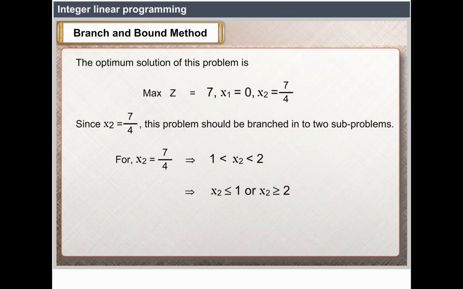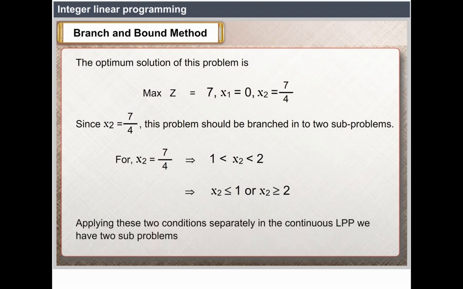For x2 = 7/4, this implies 1 ≤ x2 ≤ 2. This implies x2 ≤ 1 or x2 ≥ 2. Applying these two conditions separately in the continuous LPP, we have two subproblems.